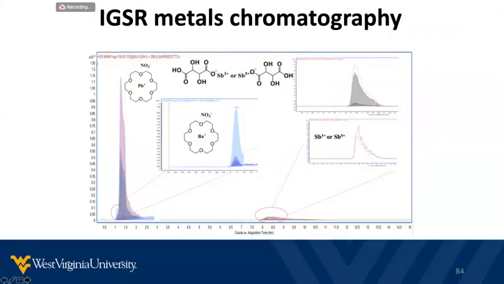Here we can see column chromatography, showing that we can complex and run on the same column all metal complexes, in this case for lead, barium, and antimony.